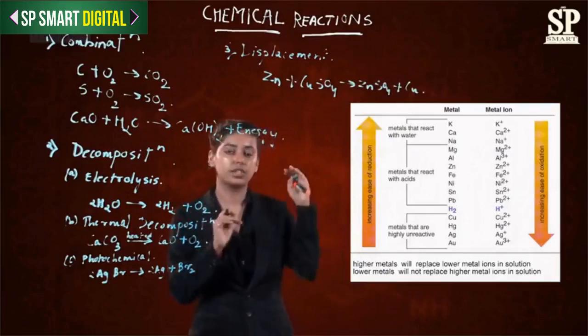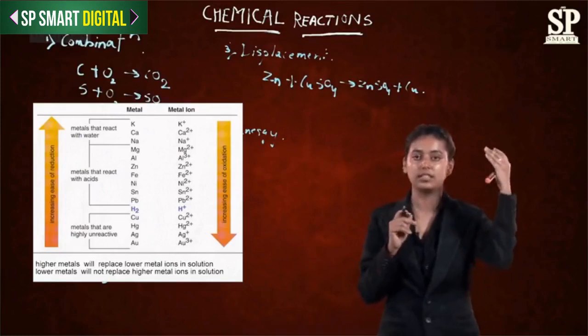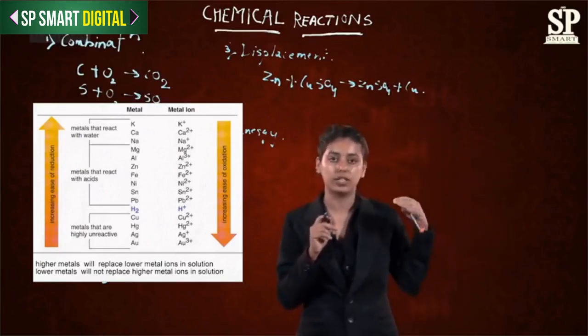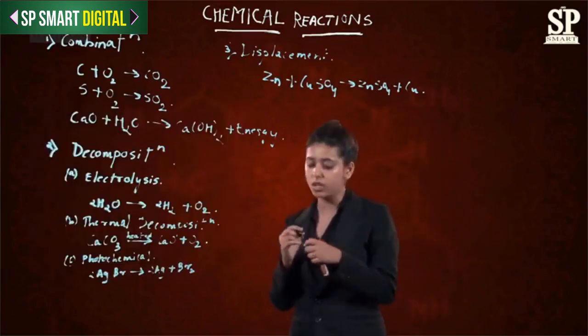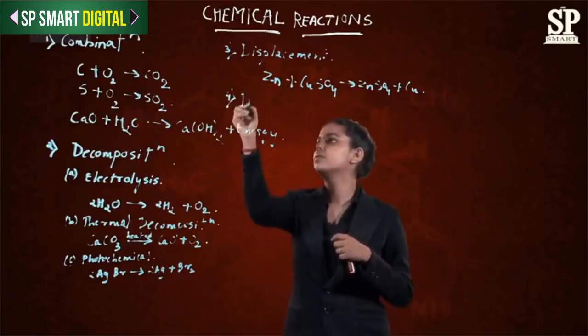The reactivity can be seen on the right hand side. The table shows that potassium is highly reactive, and in the series you can see that the reactivity reduces with each of the elements listed below. The fourth one is the double displacement reaction.